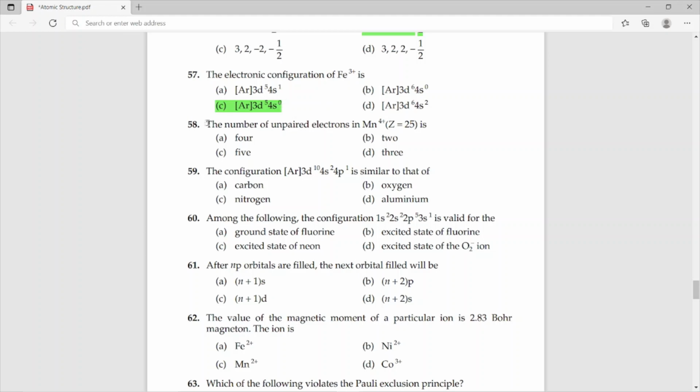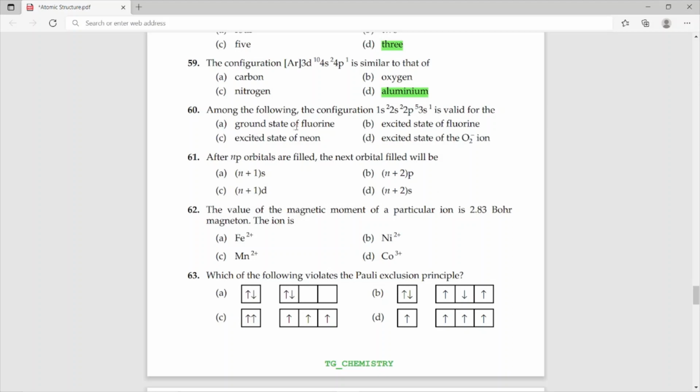Next comes the number of unpaired electrons in manganese 4+, whose atomic number is 25. How many unpaired electrons will be there? The right answer will be option D, 3. Then comes the configuration: argon followed by 3d10 4s2 4p1 is similar to that of which atom? The right answer is aluminium.